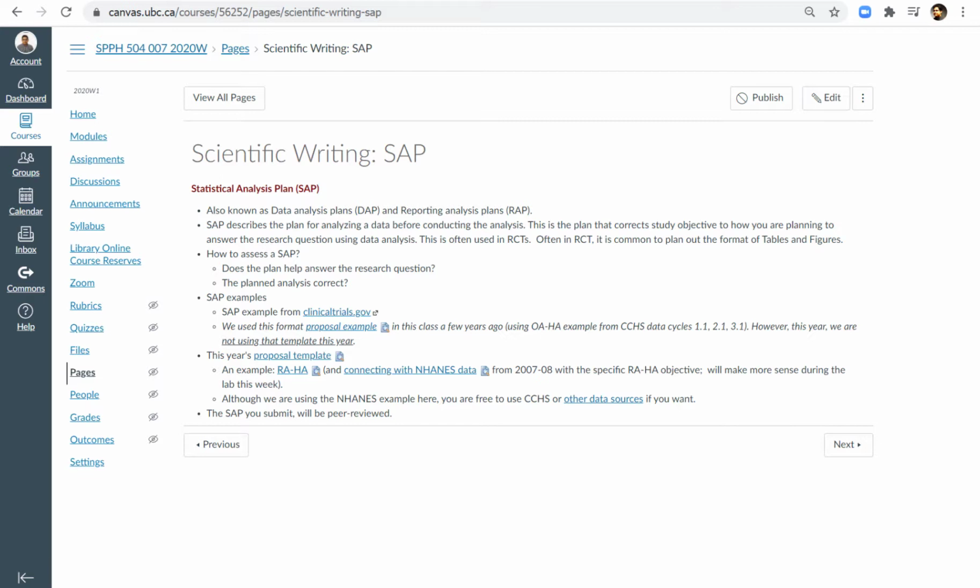So how do you really assess whether the statistical plan that you have developed is a good one or not? The first criteria is whether the statistical analysis plan that you have developed helps answer the research question that you have set as your original objective. And the second criteria is, of course, some of the analysis that you have planned, are they correct in the context of the research questions.